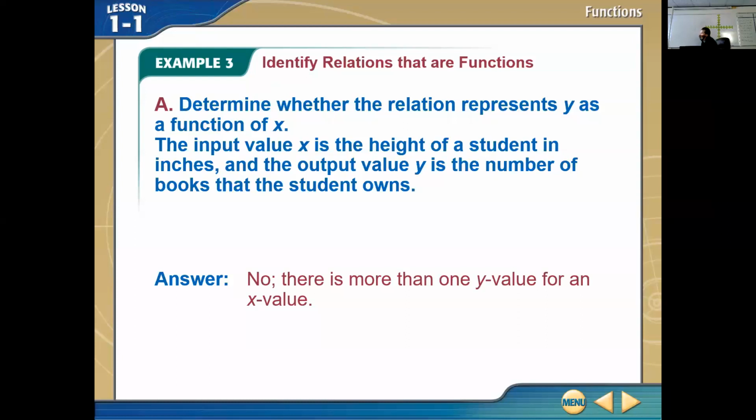And that's because there's more than one y value, or more than one book, for any x value. So that's because it's a personal choice, personal option. I dare say that that's not even a relation.